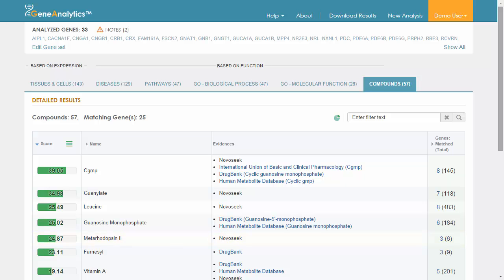These results provide insight into the mechanisms underlying retinitis pigmentosa and suggest potential therapeutic approaches such as reducing cyclic GMP levels or inducing phosphodiesterase activity. Such approaches may lead to rod cell survival and improvement of retinal function in rod cells affected by retinitis pigmentosa. As expected, vitamin A also appears in the compounds list as a common supplement administered to treat retinitis pigmentosa.